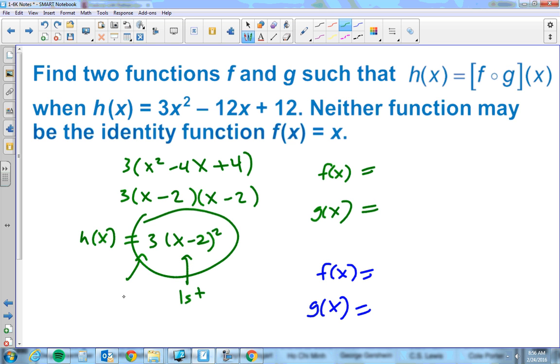So what I'm saying is, the tripling has to come last. It has to be part of f. The minus 2 has to be part of g. Where the squaring goes is your option. So in other words, here, Chris, give me your answer.